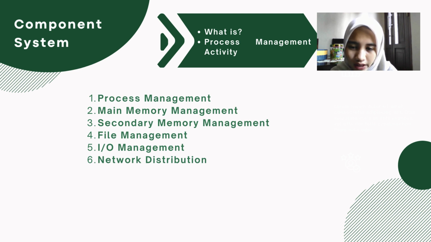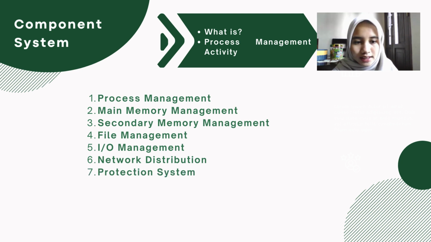Okay, the sixth point is network distribution. Network distribution is a collection of multiple processors that do not share memory because each has its own memory. The processors in the system are connected through a communication network using a protocol. Its activity is that it can speed up the computer, increase data availability, and improve system reliability.